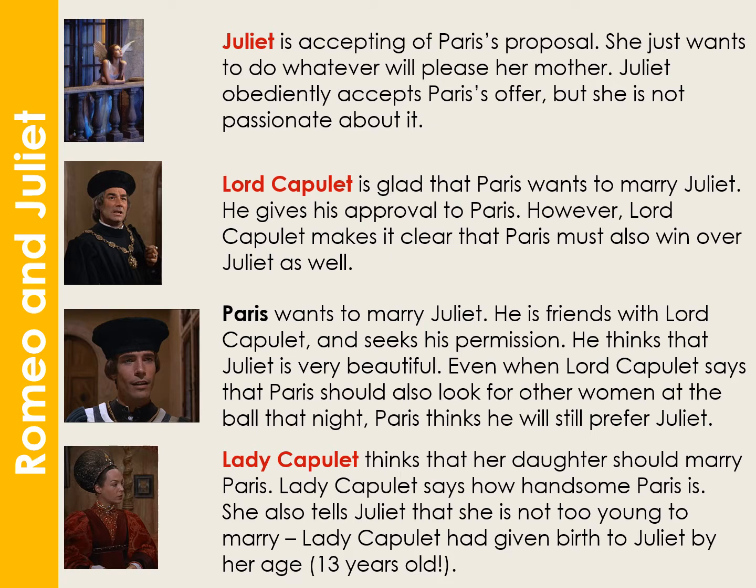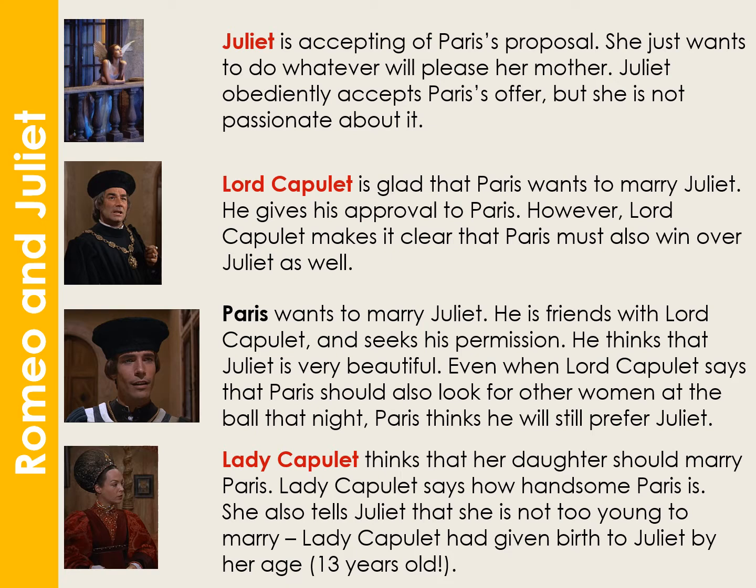And finally, we have Lady Capulet, Juliet's mum. She thinks that her daughter should marry Paris. She says how handsome Paris is, and she also tells Juliet that she's not too young to marry. Lady Capulet had given birth to Juliet by her age, which is 13 years old.